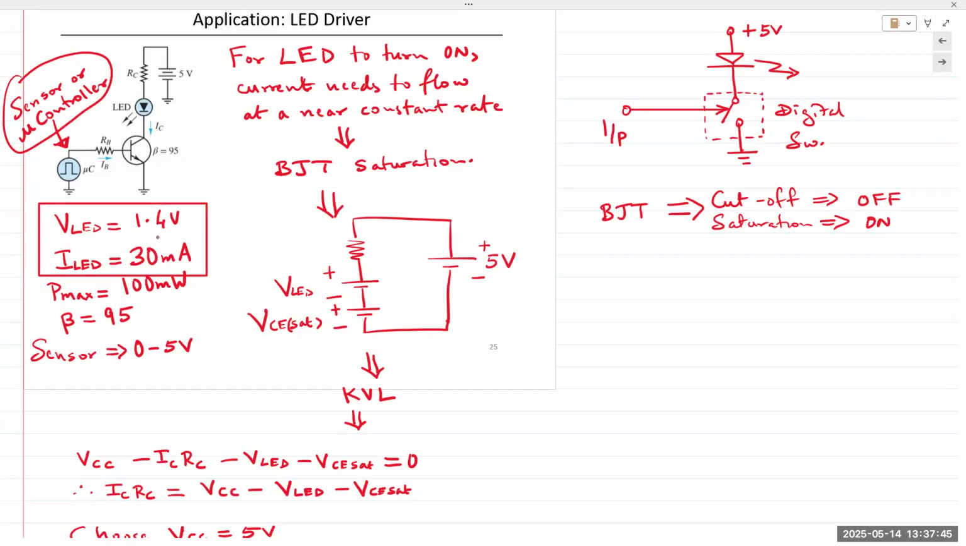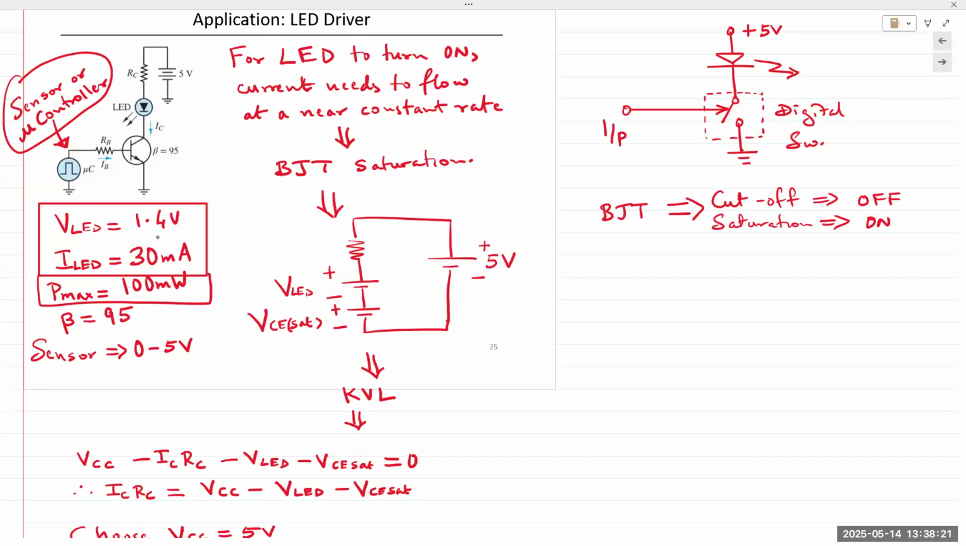Okay. LEDs do not get as hot as our incandescent filament light bulbs, but they still dissipate heat. It's still an electronic device. There's still a PN junction. So most of the energy is dissipated as light or photons, but there's still a substantial portion that dissipates as thermal energy. So we always have to care about the power rating, 100 milliwatts in this case, okay? Beta for the transistor is about 95. Sensor output is a digital output going from 0 to 5 volts, okay?